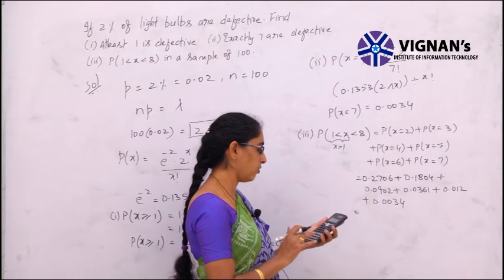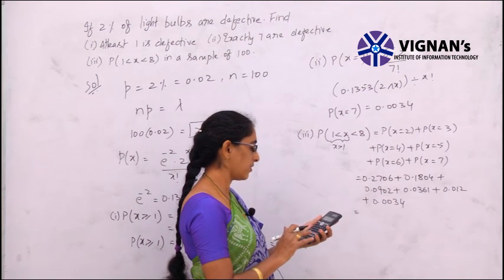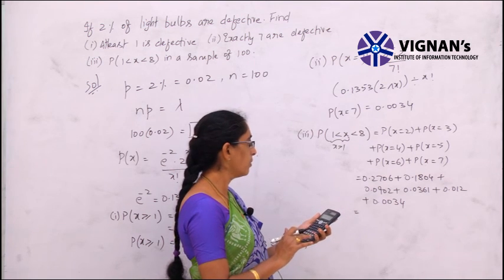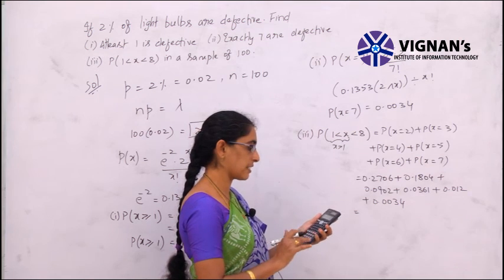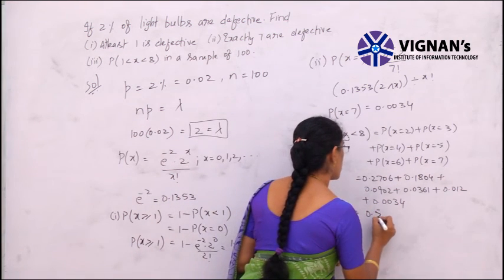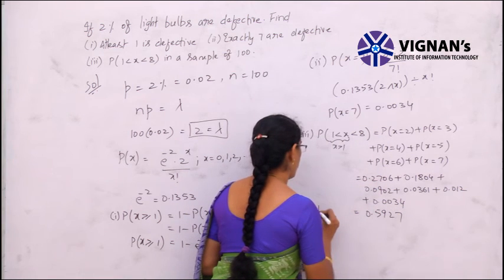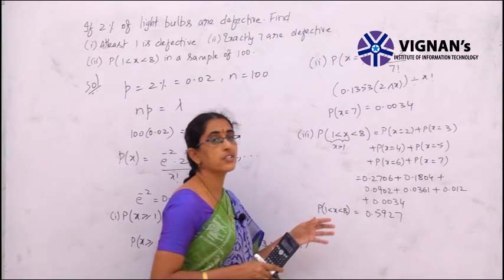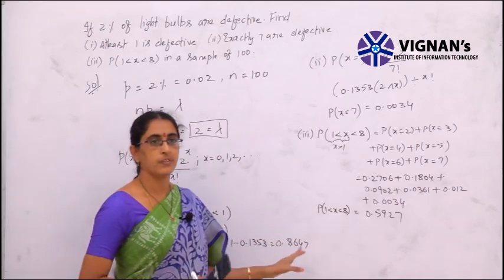Now if you add all these here, 0.0034 plus 0.012 plus 0.0361 plus 0.0902 plus 0.1804 plus 0.2706 is equal to 0.5927. So, probability of 1 less than x less than 8 is 0.5927. Is it clear?